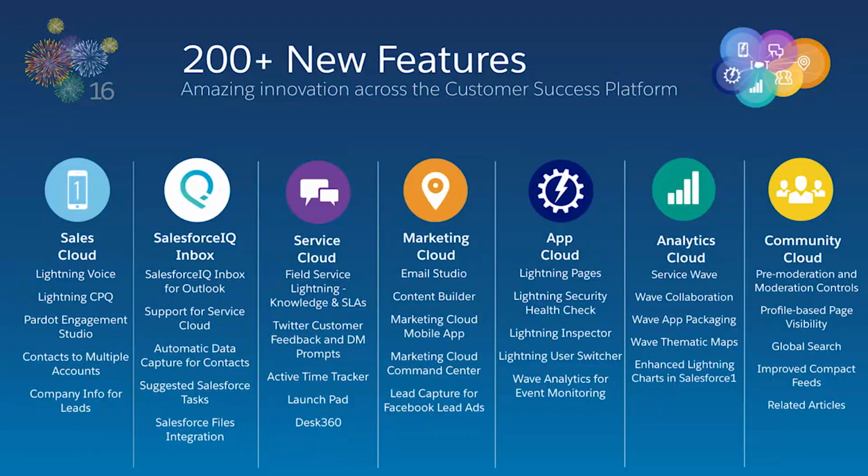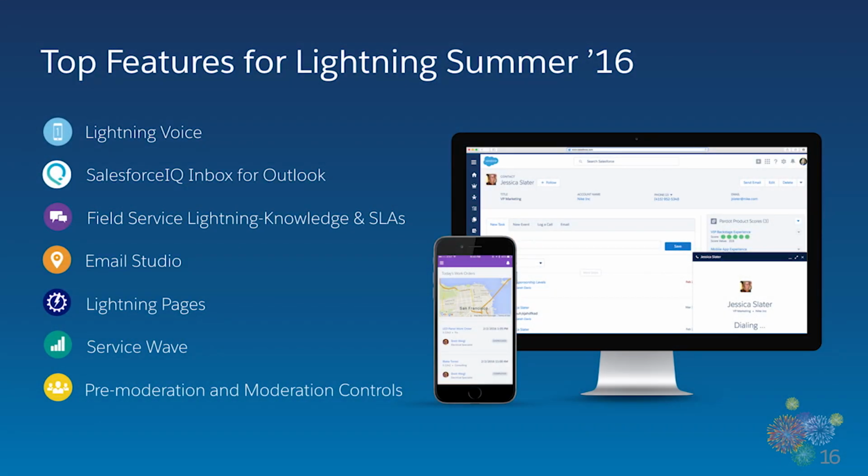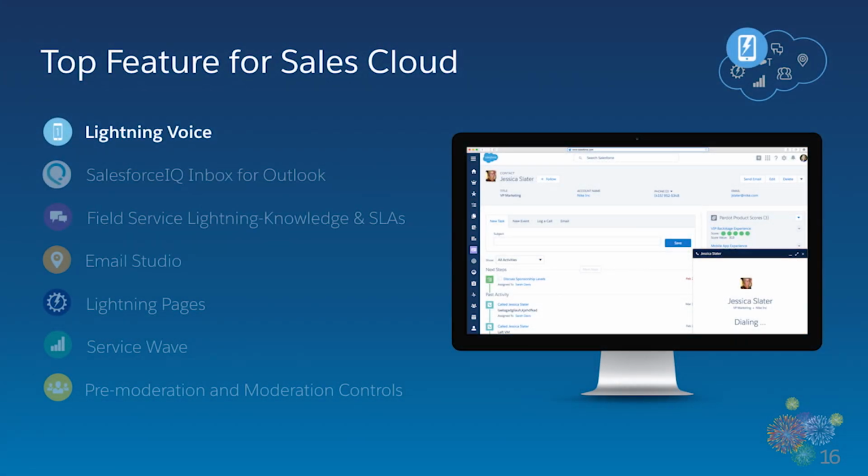We're excited to share that in the Summer 16 release, there are over 200 new and improved features and 240,000 points retired from the Idea Exchange. And today, I'll be showing you our favorite features from Lightning Summer 16: Lightning Voice, Salesforce IQ Inbox for Outlook, Field Service Lightning Knowledge and SLAs, Email Studio, Lightning Pages, Service Wave, and Pre-Moderation and Moderation Controls.